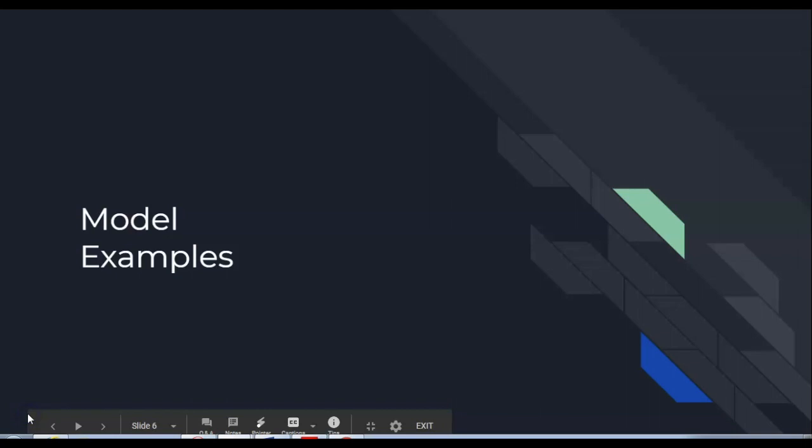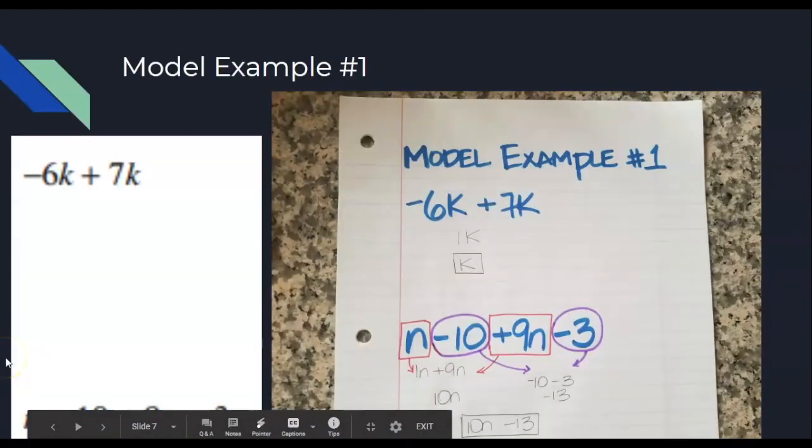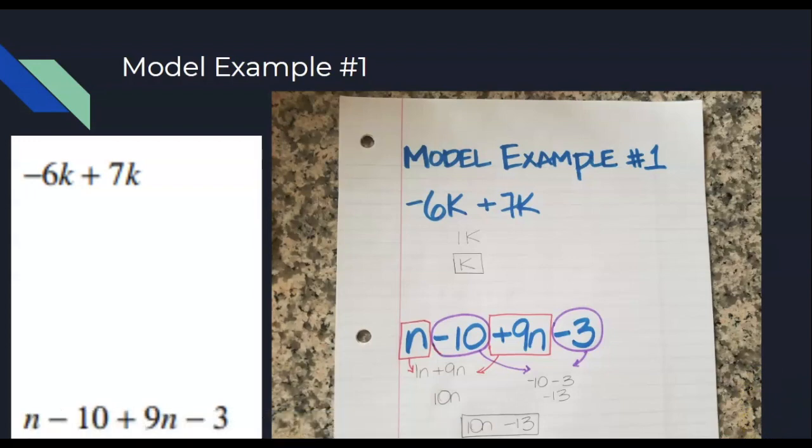Now that you have learned our skill for today, we will look at some model examples. Please copy and complete the examples in your notebook, and feel free to jot down any additional information that is said throughout the explanation. Here we will look at 2 model examples. The first one says negative 6k plus 7k. Please write that down.